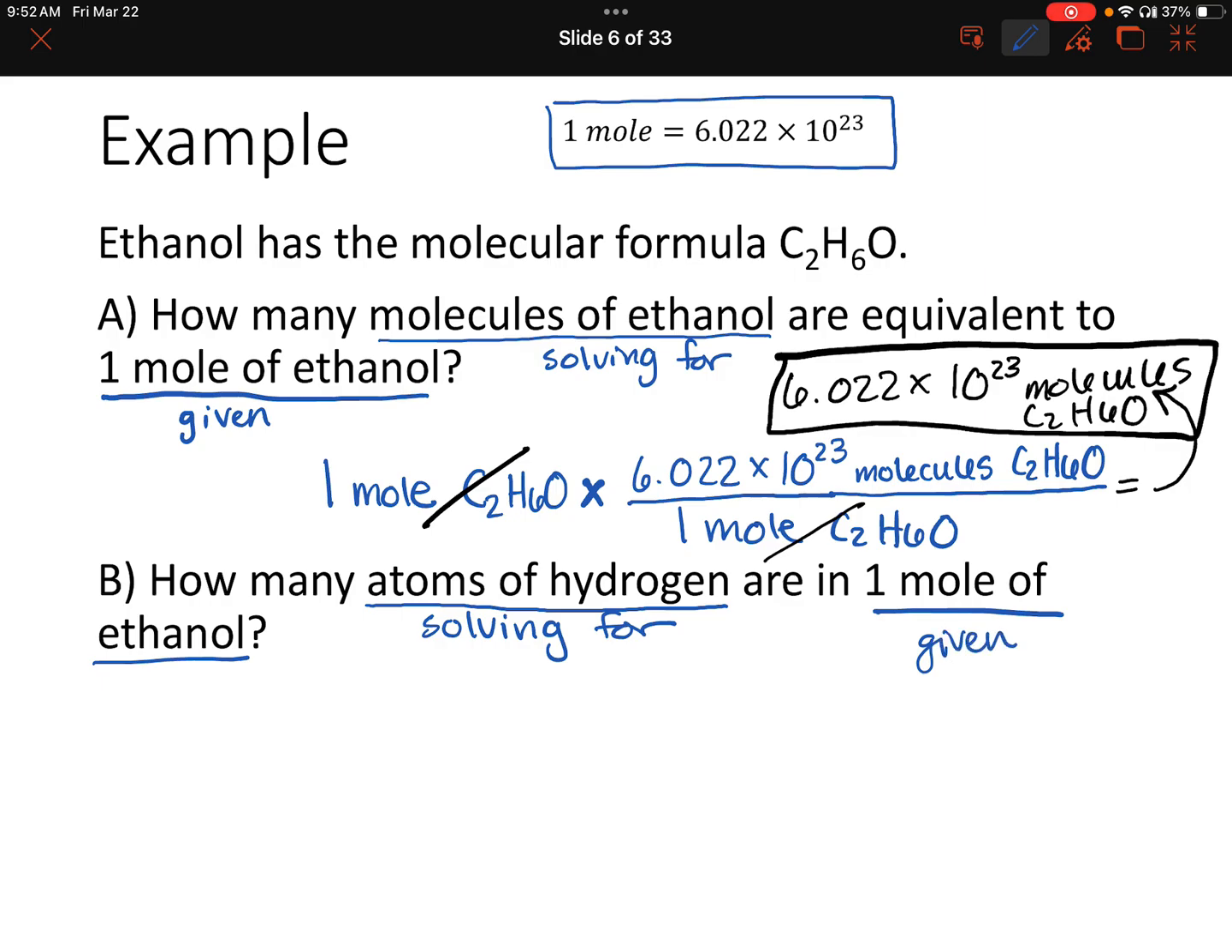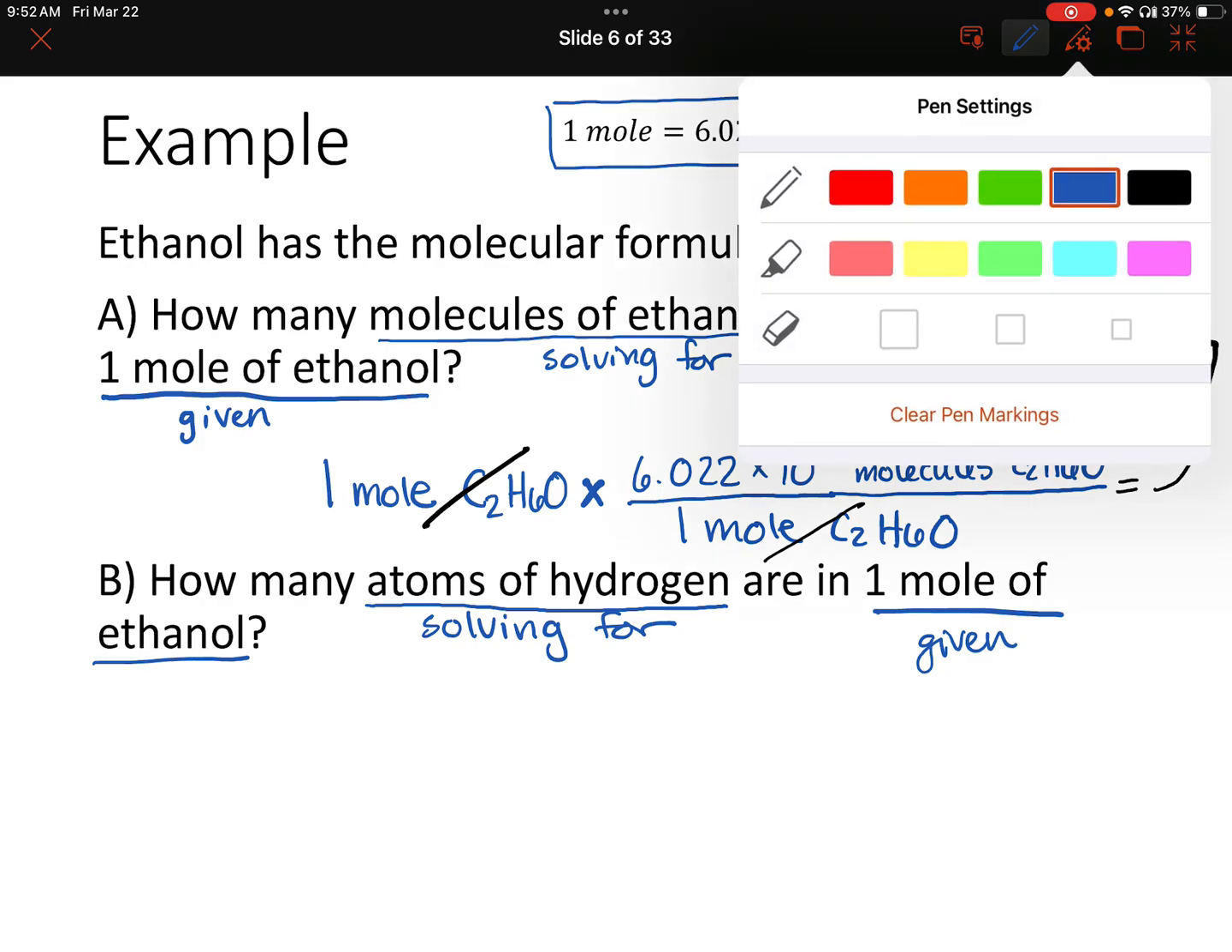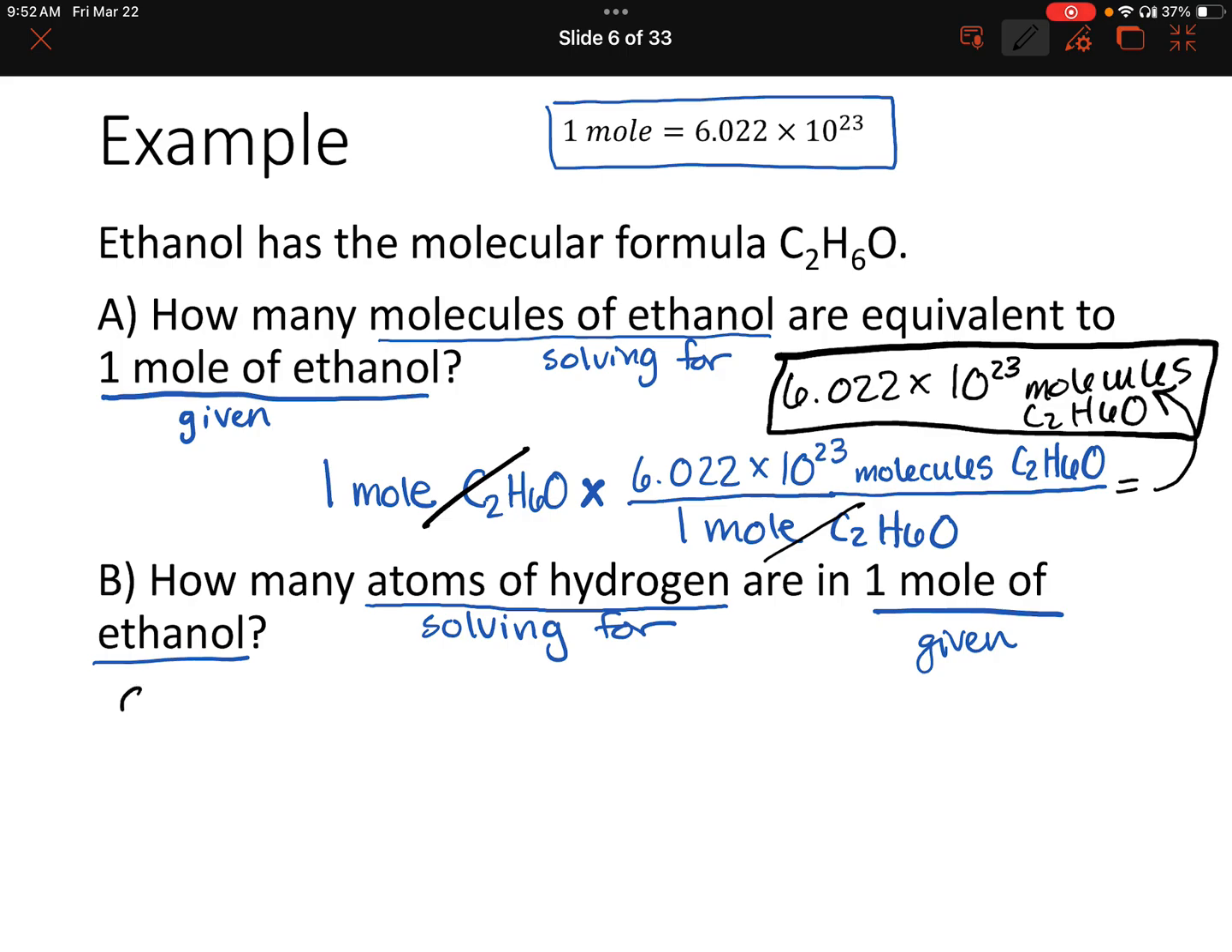Okay, so to figure out atoms of hydrogen, we need to figure out how many hydrogens are in ethanol. So let's look at C2H6O. And we can figure out how many hydrogens there are in ethanol by looking at the subscripts. So it looks like there are 6 H atoms in C2H6O.